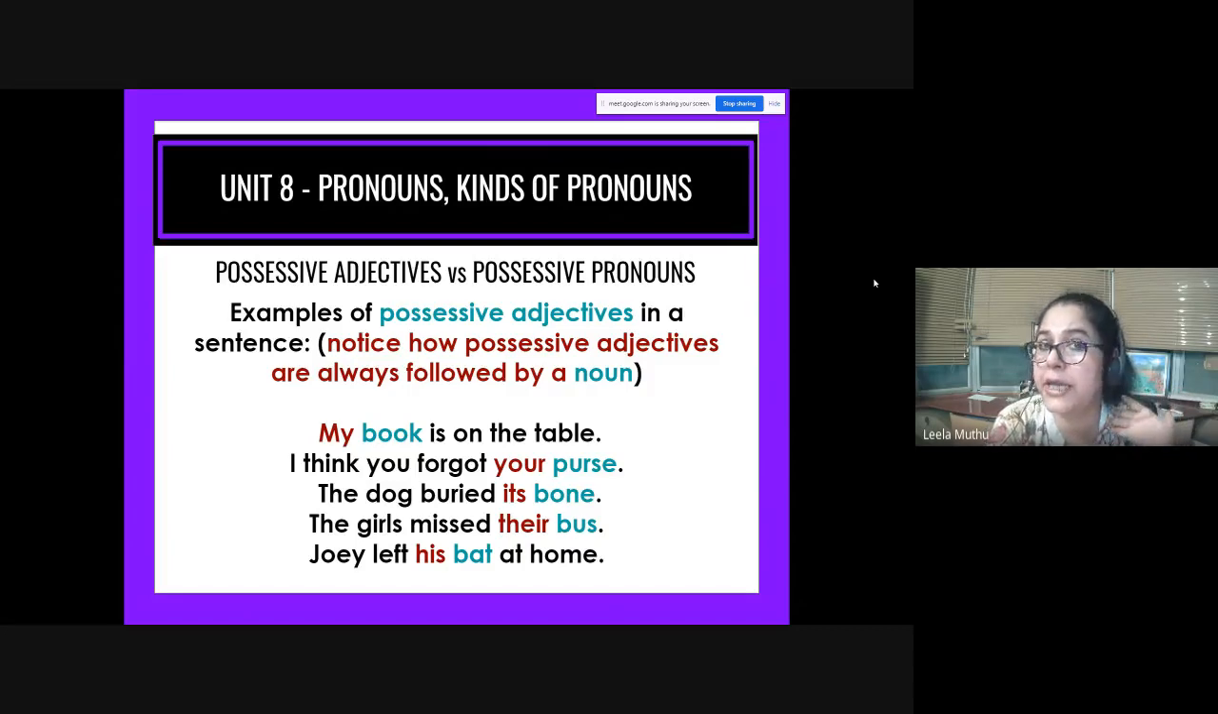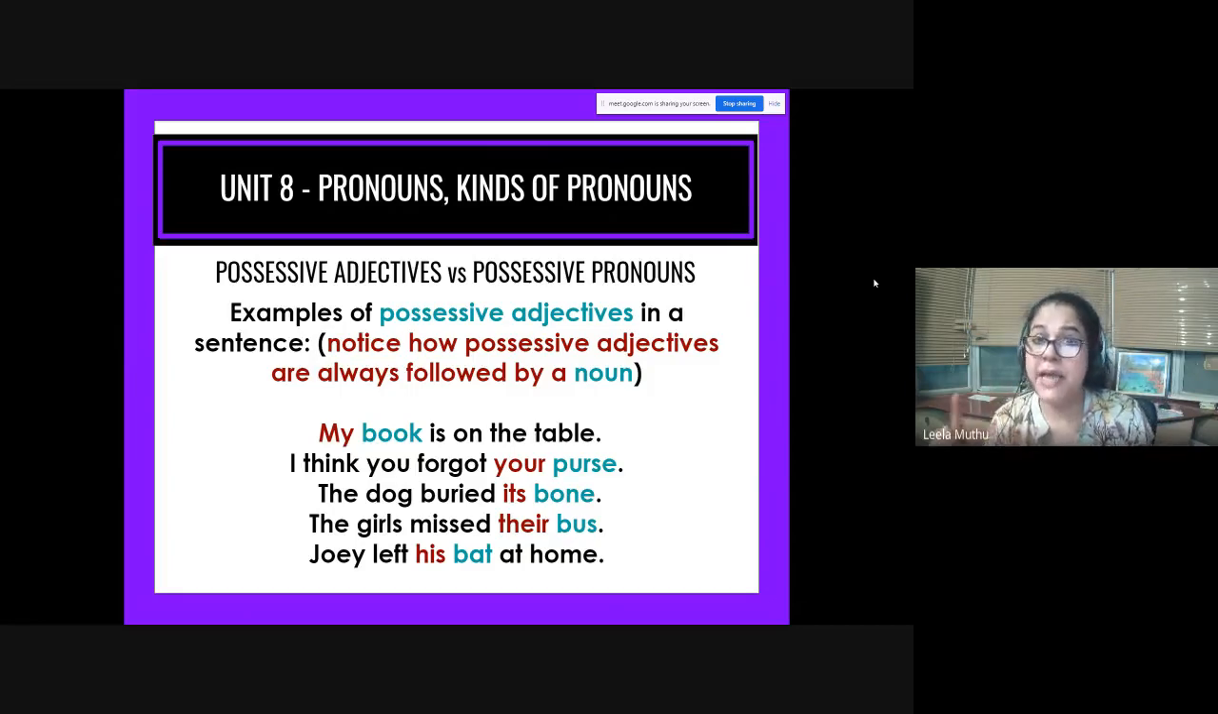My book is on the table. Whose book? My book. So my, in this case, even though it's a pronoun, it's acting as an adjective, it is called a possessive adjective because it shows who the book belongs to. I think you forgot your purse. Again, this possessive adjective is coming before a noun. It is a pronoun but acting as an adjective and it shows ownership, called a possessive adjective. The dog buried its bone. Okay, its bone again shows to whom the bone belongs. It is a pronoun acting as an adjective, a possessive adjective.